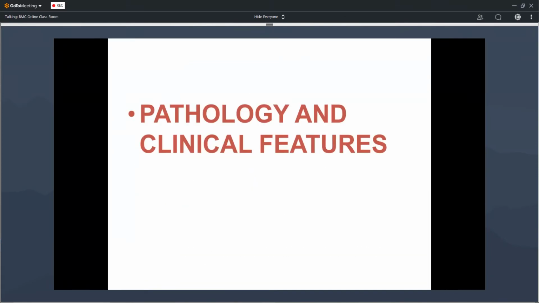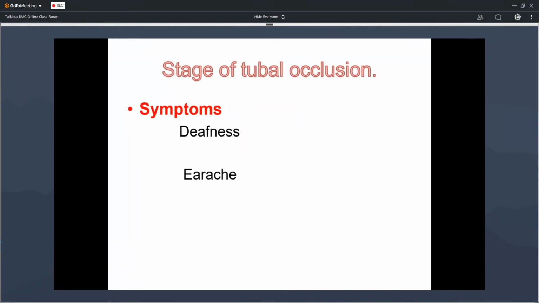So then coming to the pathology and clinical features of ASOM. There are 5 stages in the pathogenesis of acute suppurative otitis media. Number 1 is the stage of tubal occlusion, that means eustachian tube blockage, then the stage of pre-suppuration, stage of suppuration, stage of resolution, and stage of complication. So these are the 5 stages.